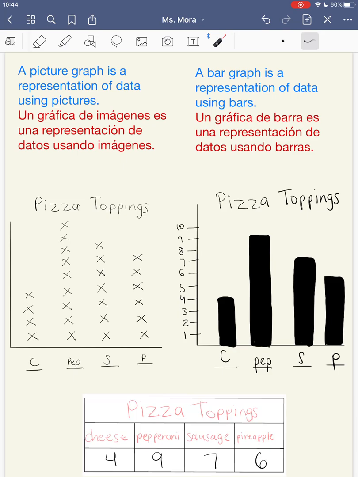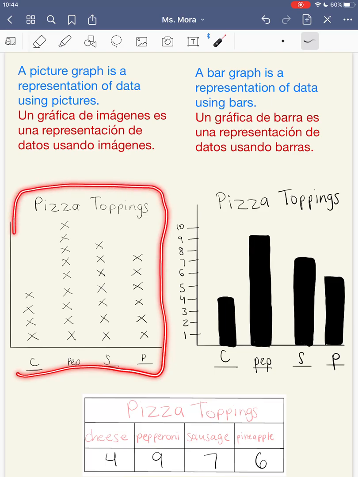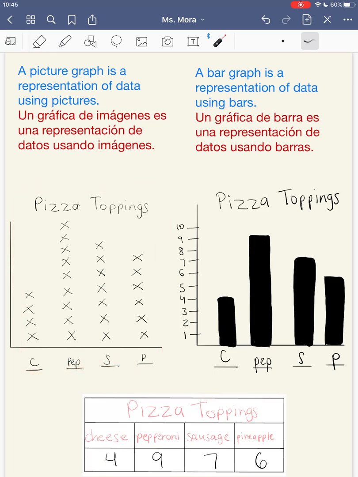on their pizza. Okay, then we learned about picture graphs, which is this one here. A picture graph is a representation of data using pictures. So this one uses X's to show you the data from my graph, from my data table, sorry.